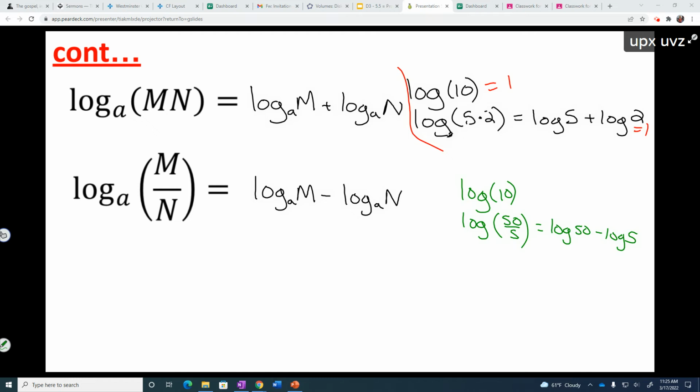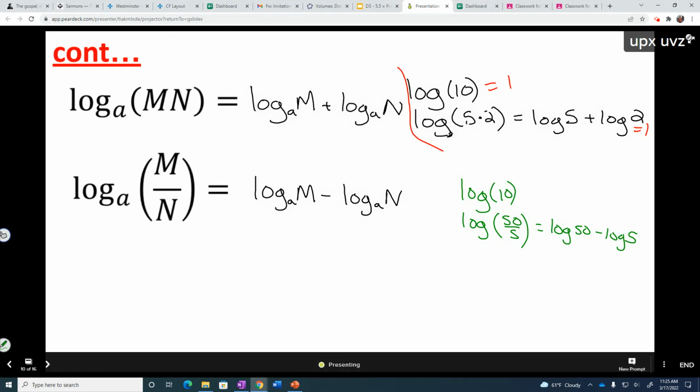Log 50 minus log 5, and you'll get 1. So kind of neat properties there, right? Doesn't seem like that should be the same, but for whatever reason that is.